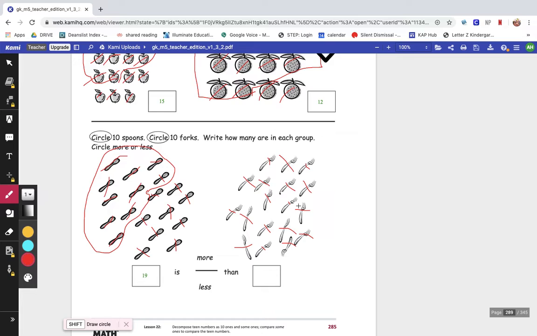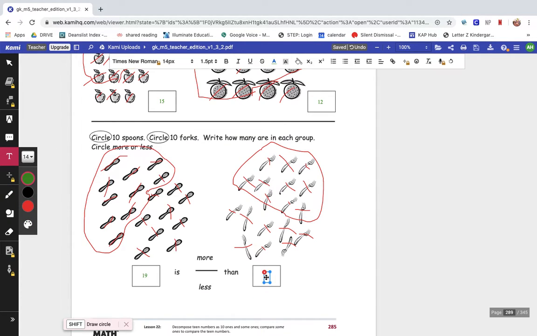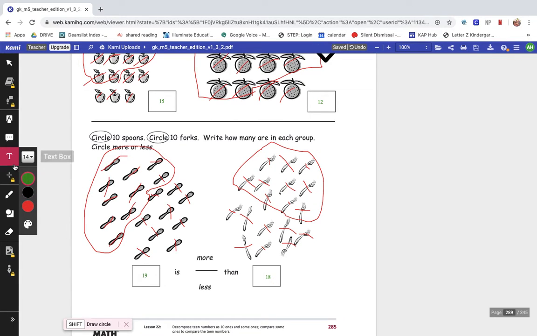18. Oh, silly Miss Hudson, I forgot to circle my 10 group. Let's go back. 1, 2, 3, 4, 5, 6, 7, 8, 9, 10. Let's circle this group of 10. All right, so we had a total of 18, right? Total of 18. So we know that 19 is it more or is it less? What do you think? 19 is more than 18.